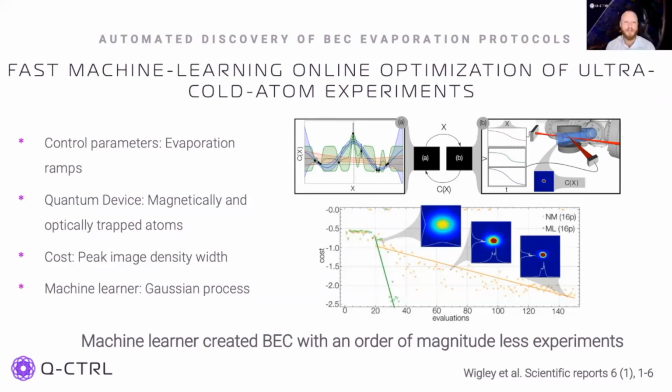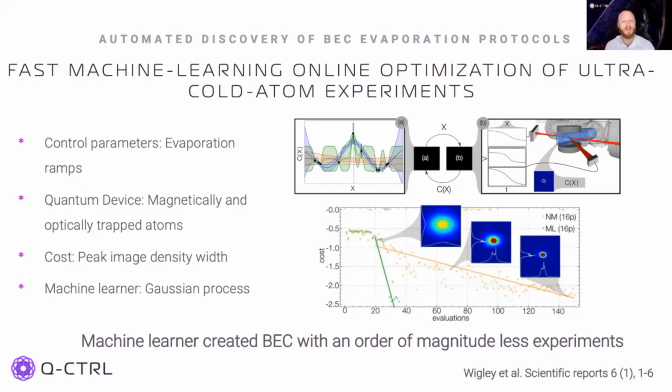The control parameters available to mLoop were a polynomial parameterization of the control ramps. The machine learner then ran a series of experiments where it attempted to create a BEC. The best way to quantify the quality of the BEC produced was to take an image of the atoms at the end of the process and measure the width of the distribution above a threshold density. This width was then converted to a cost that was fed to the machine learner.